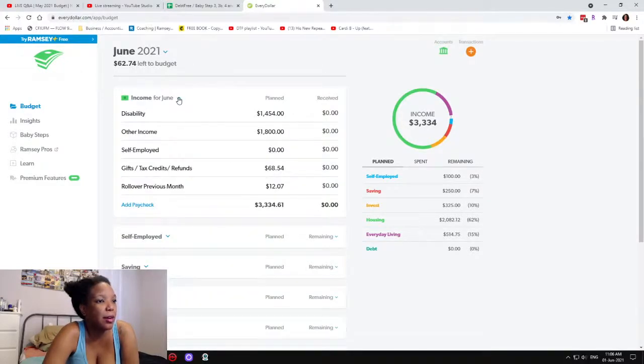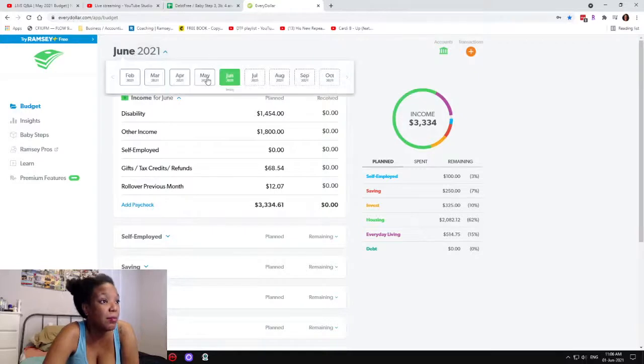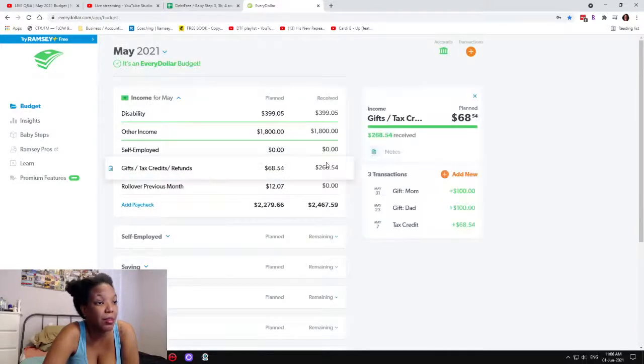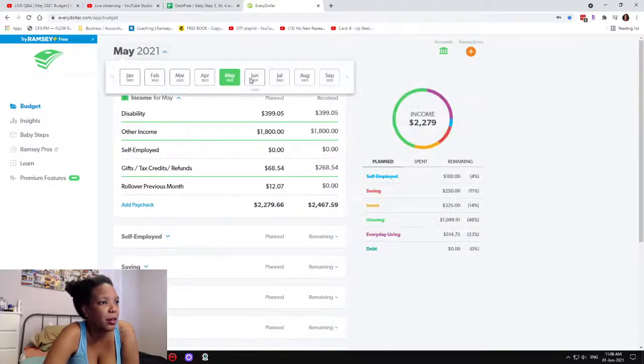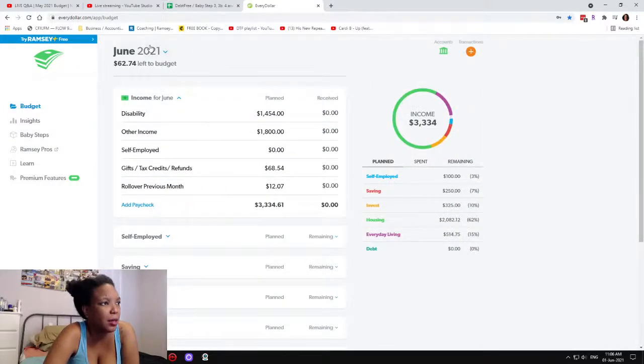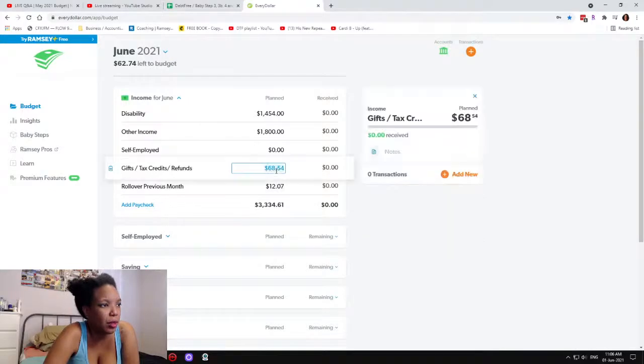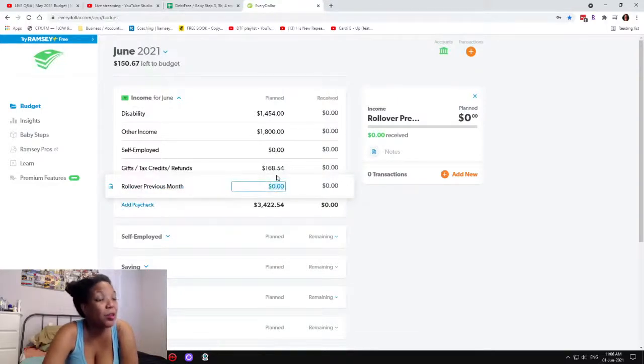So then, okay, great. Mom gave me money the last month of May. She gave me $100. I spent the $100 already that my dad gave me. So June, there is this, $162. I don't know what this is. The rollover, I figured the rollover after.